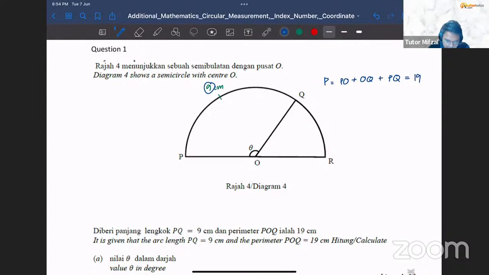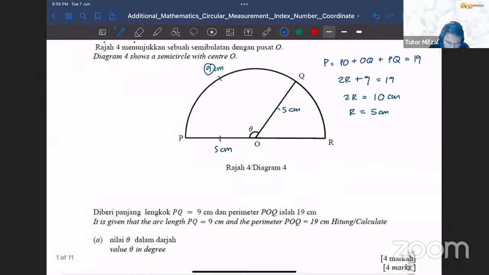So we know that PO and OQ have the same length because they are the radius. So now we have two radius plus 9 is equivalent to 19. So 2R is equivalent to 10 centimeter and the radius will be equivalent to 5 centimeter. So here the radius is 5 centimeters. This is also 5 centimeters.